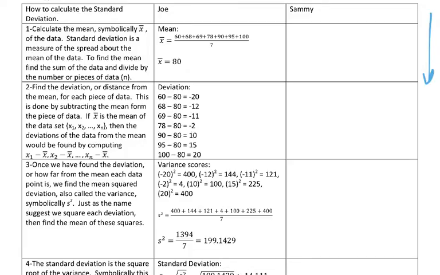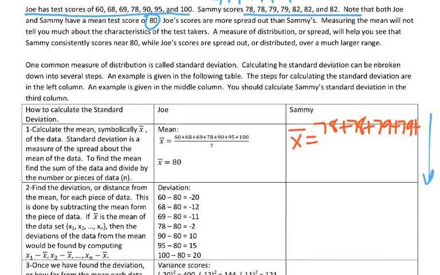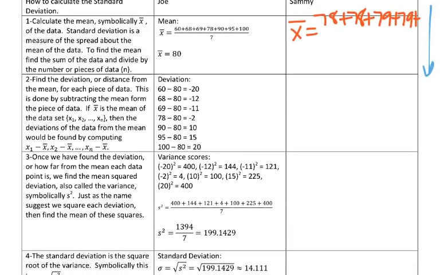So notice, first thing we did was we found the mean by adding all the numbers and dividing by how many there were. And we use X bar to represent that mean. So for Sammy, same idea. It was 78 plus 78 plus 79 plus 79 plus 3 82s, so 82 plus 82 plus 82. And all of those will be divided by 7. And if you type that in, you end up getting 80 as well, which is what we already talked about.